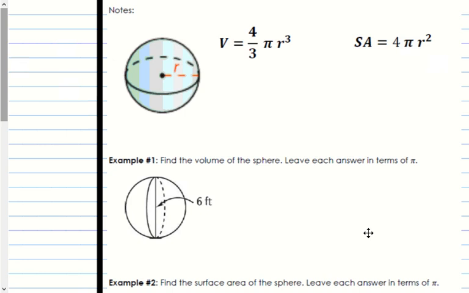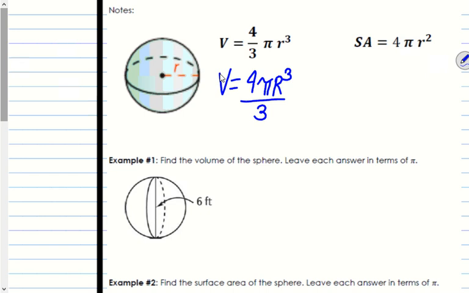Pi r cubed. So we've done pi r squared a lot with area. Pi r cubed is what we will use for volume. Multiply it by 4, divide it by 3. So you could also write it as volume equals 4 pi r cubed and then divide it by 3. Hopefully you can remember that we use r cubed because we're dealing with volume.